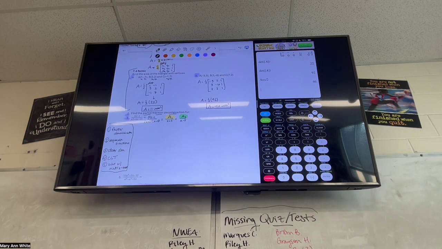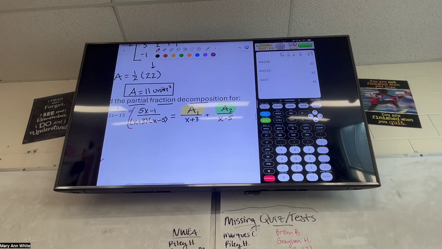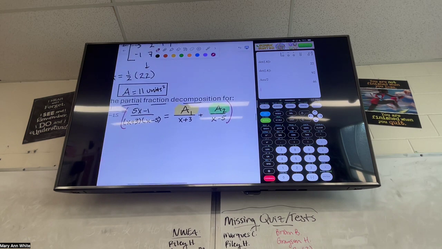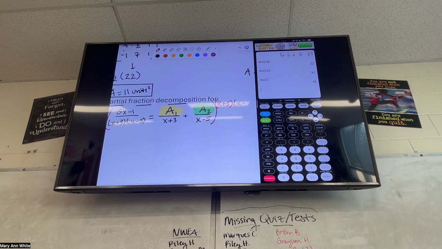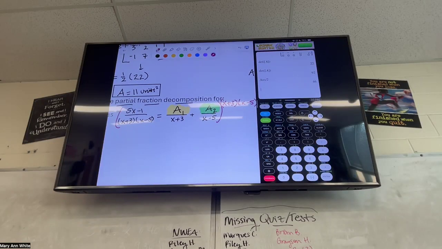Okay, we've factored the denominator. We've separated my fractions. Now we're going to clear the denominator. We're going to do that by multiplying every single thing by the denominator, by x plus 3 and by x minus 5. When I multiply that by the thing on the left, the whole denominator cancels, right? I'm just left with 5x minus 1.